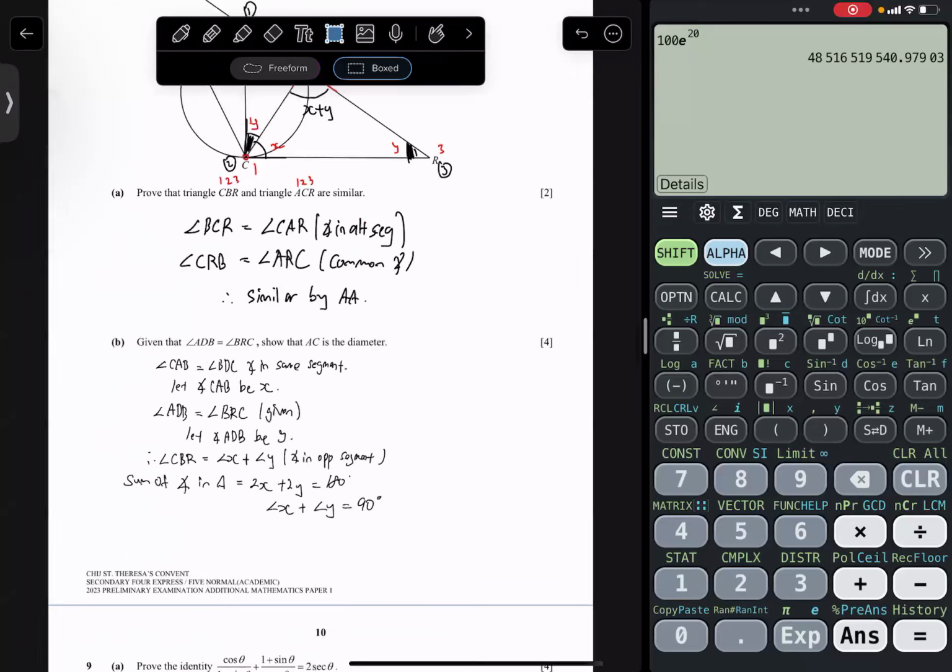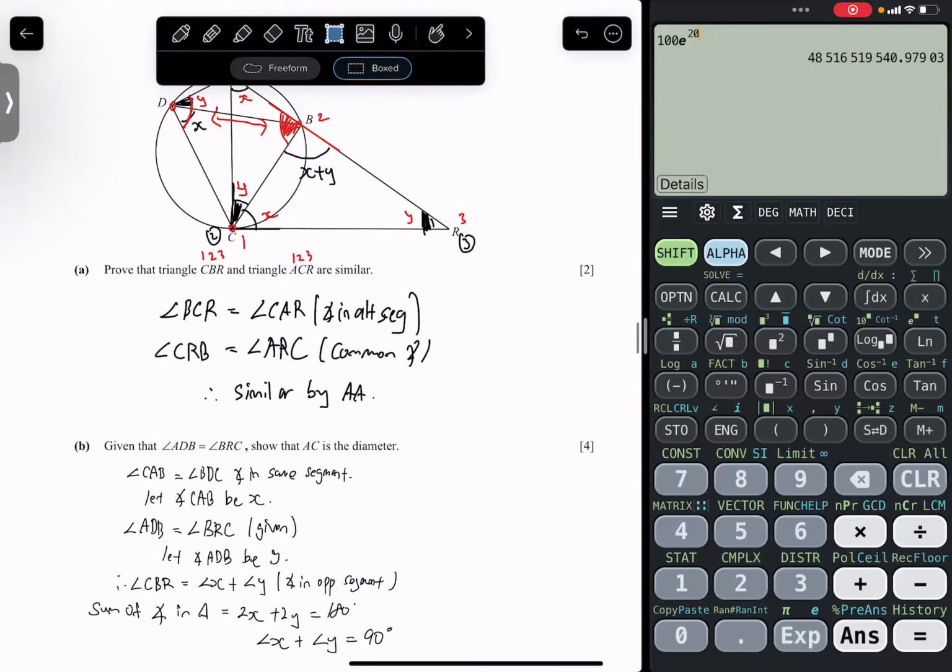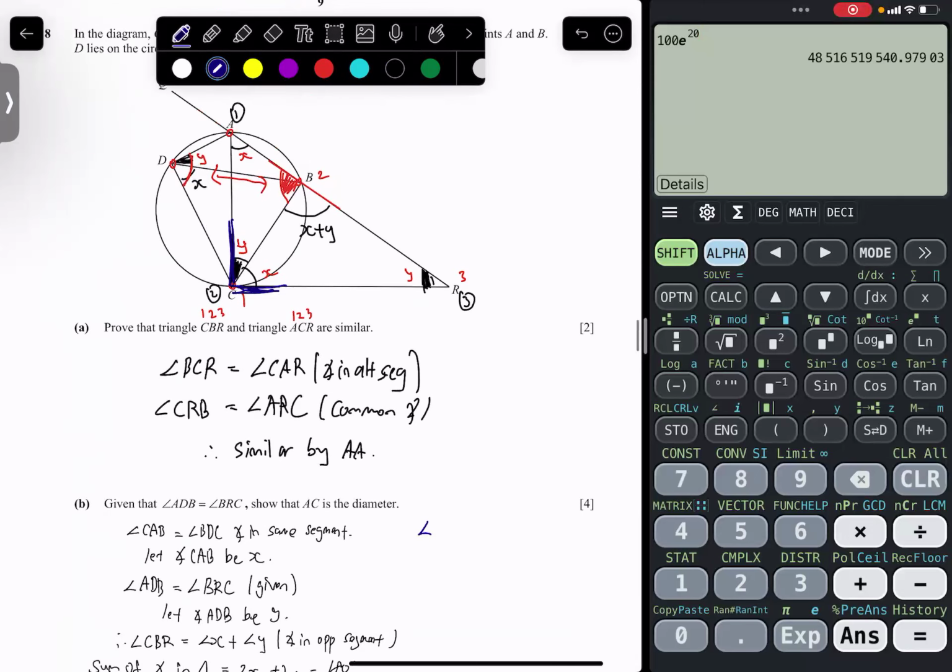Then what can we continue with? You can see that this is angle X plus angle Y from the very start. This is angle X, this is angle Y. So angle X plus angle Y equals 90 degrees, which means that AC is perpendicular to CR. Therefore, this is the tangent property: tangent perpendicular to radius. Therefore AC is a diameter, because it's a straight line.